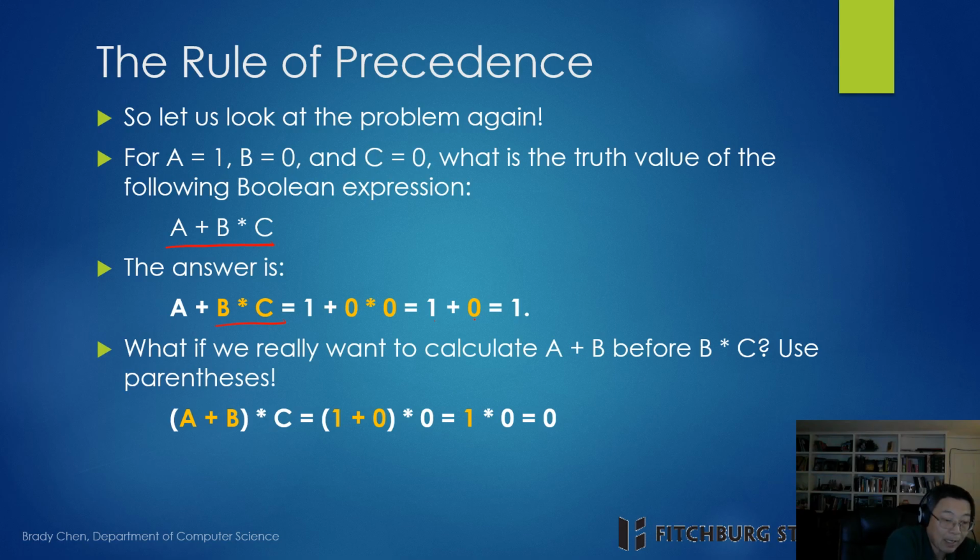Now again, as I said, what if we really want to calculate A or B first? And then we evaluate the AND later. Then we can use the parentheses. So we can say A or B with the parentheses. Then A or B, because A is 1, B is 0, so 1 or 0, that's 1, right? So now you got a 1, and 1 and 0, that's 0 for the AND operation. Very straightforward, right?